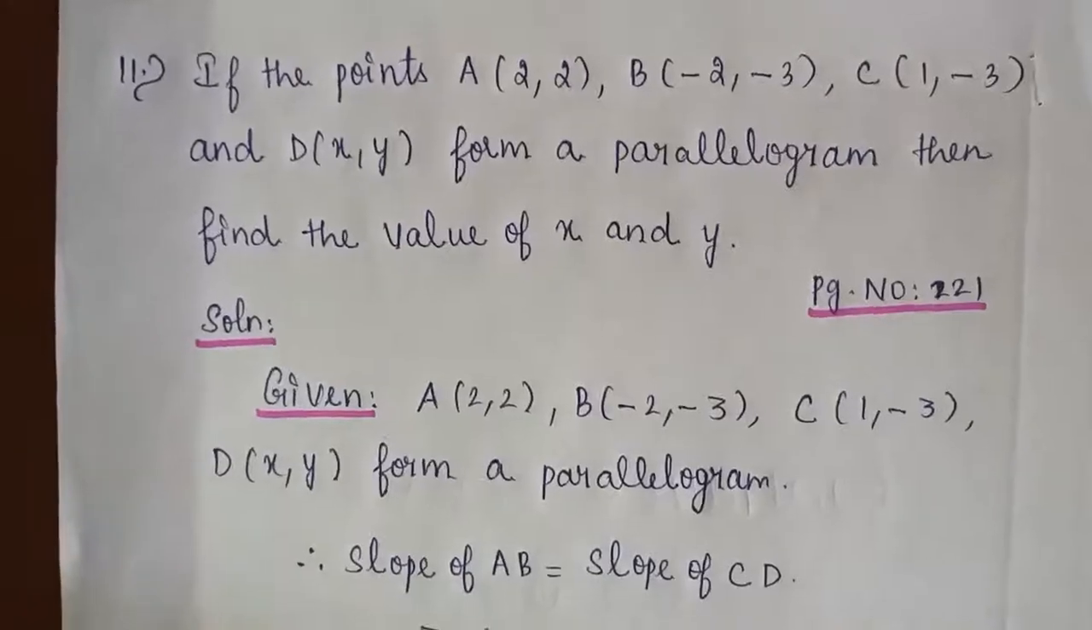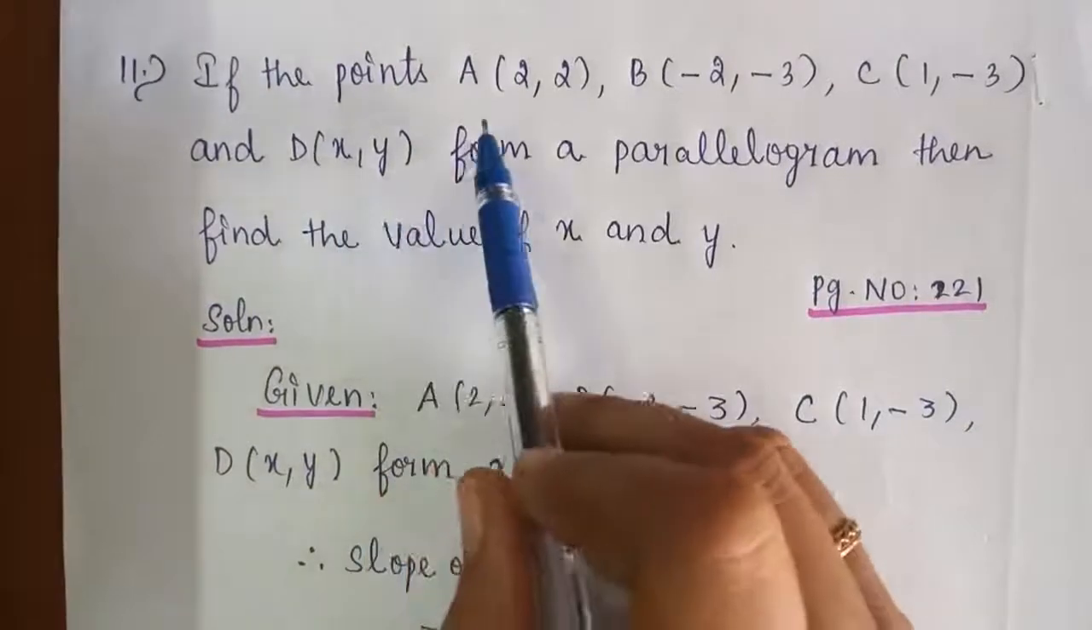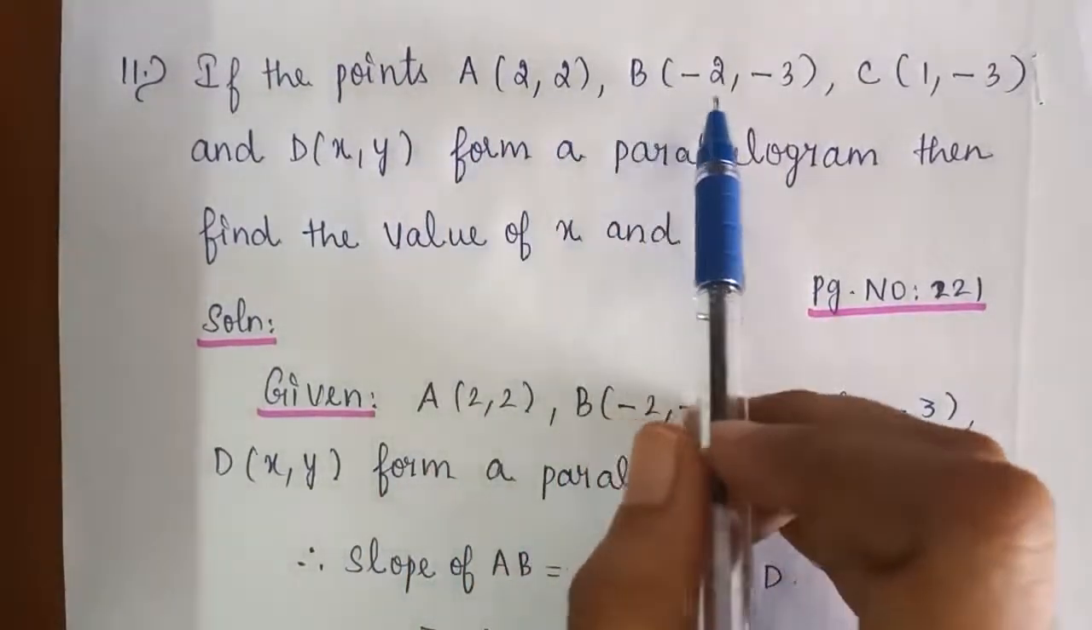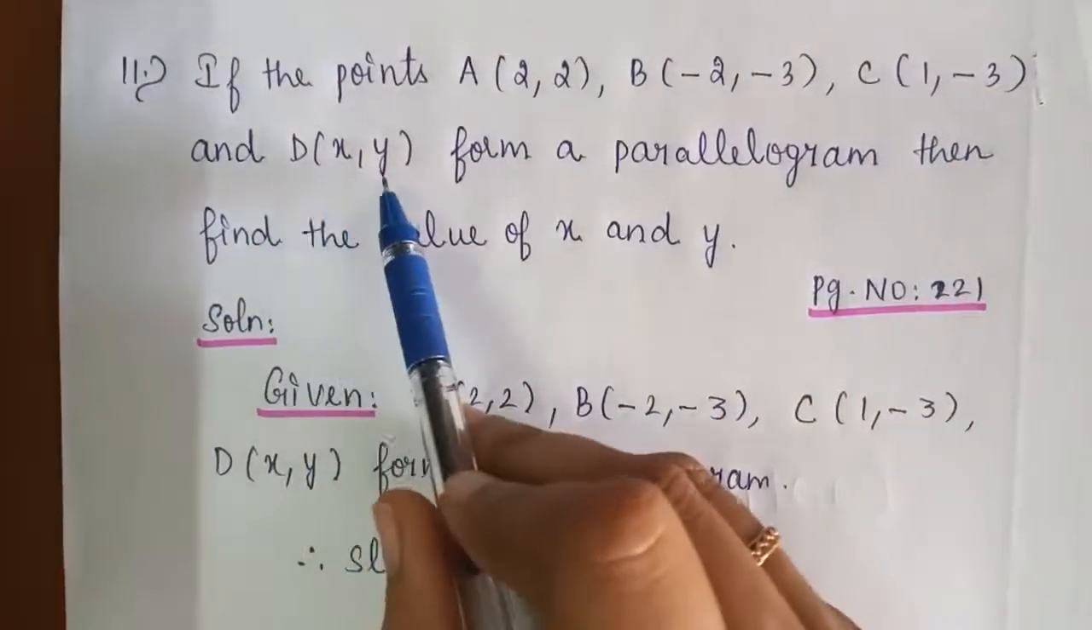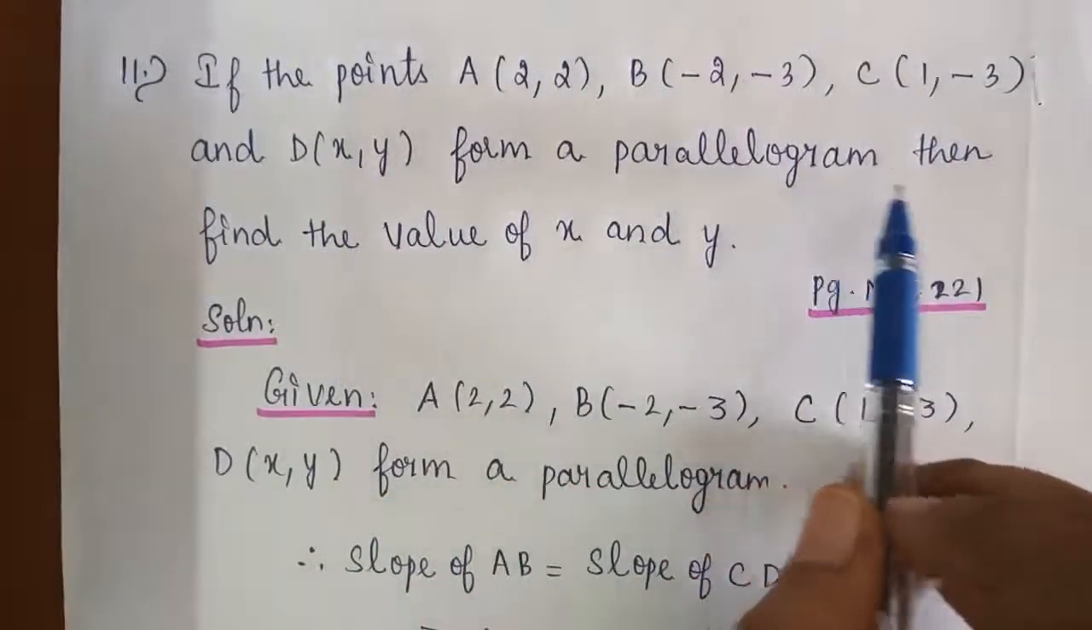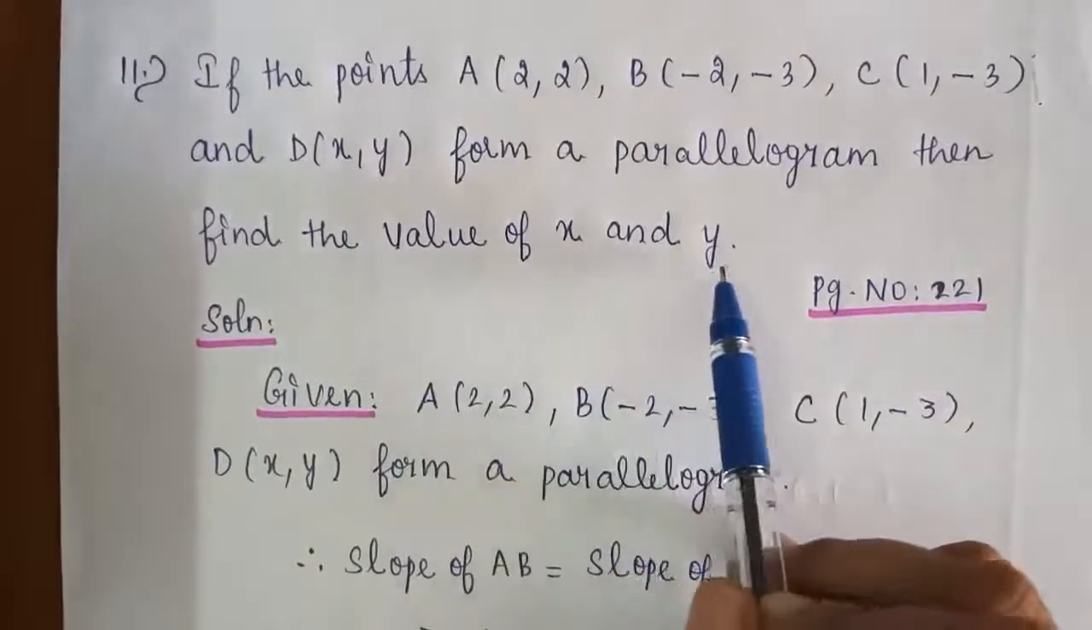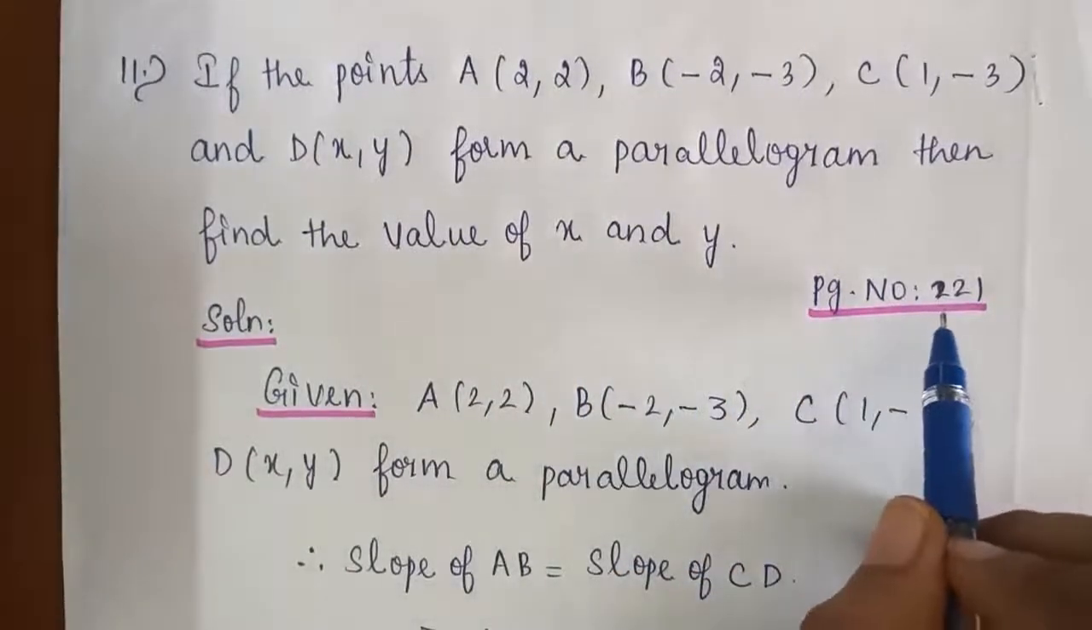Problem number 11 in exercise 5.2. If the points A(2, 2), B(-2, -3), C(1, -3) and D(x, y) form a parallelogram, then find the values of x and y. This belongs to page number 221.